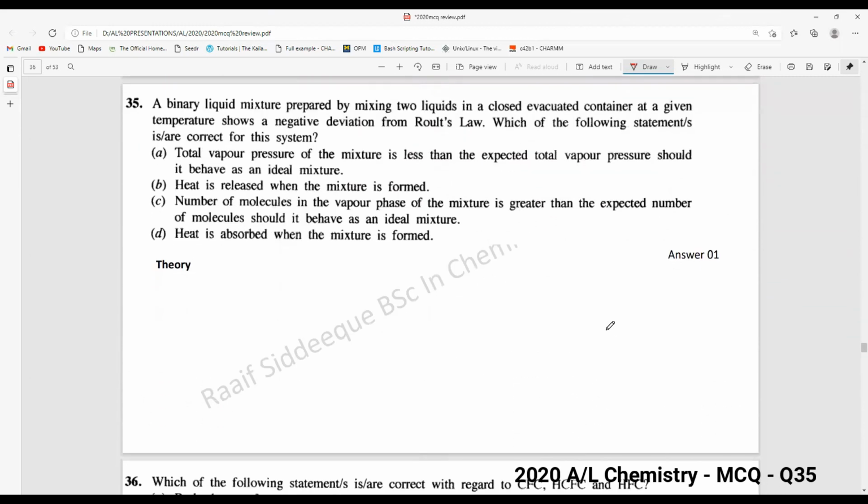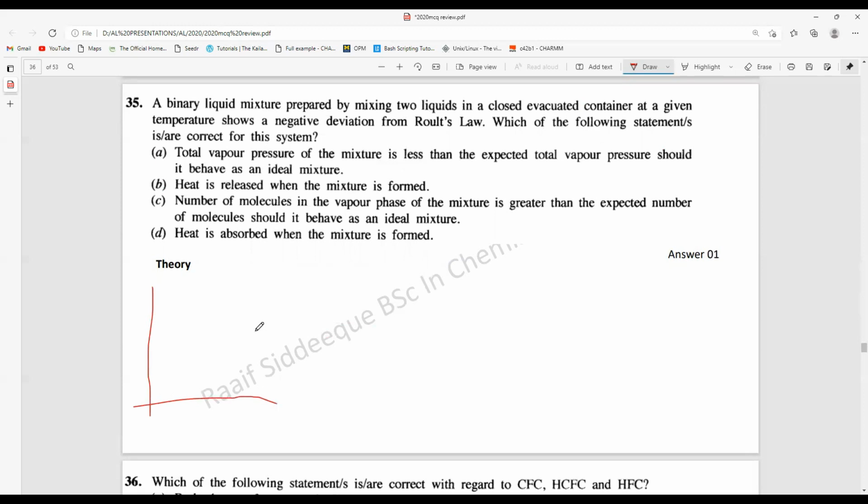Right, so moving on, question number 35. A binary liquid mixture prepared by mixing two liquids in a closed, rigid, evacuated container at a given temperature shows negative deviation. So I would like to draw the phase diagram initially.